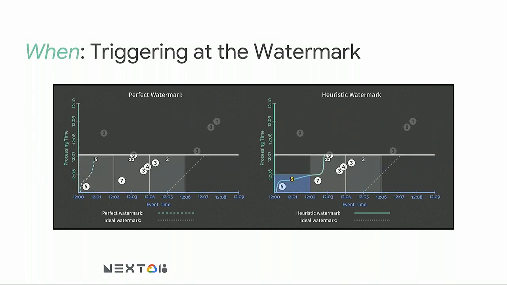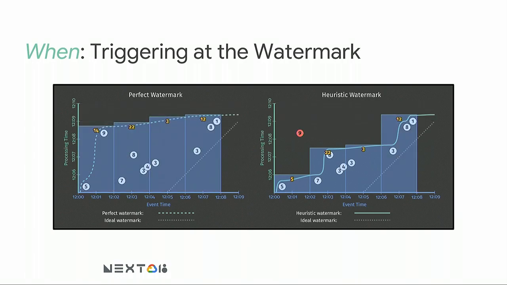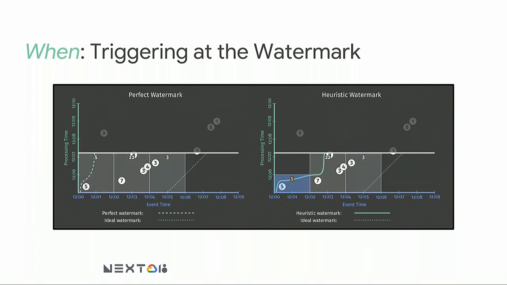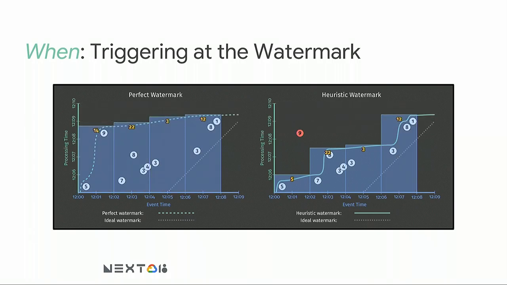For external sources, it has to be somewhat heuristic. So for instance, for PubSub, we can actually do a read ahead of the PubSub buffer to essentially look at, is there any more messages left before a certain period of time? And then know that we can effectively emit the results.